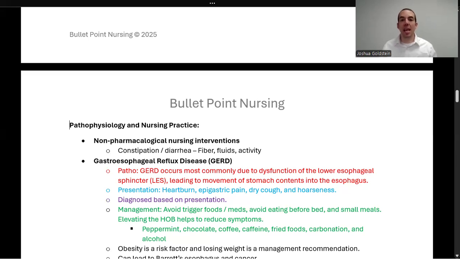And eventually that can cause damage to the actual esophagus. This presents with heartburn. It presents with epigastric pain. It can also be a cough. It's one of the top 10 causes of cough, and it can cause some hoarseness.